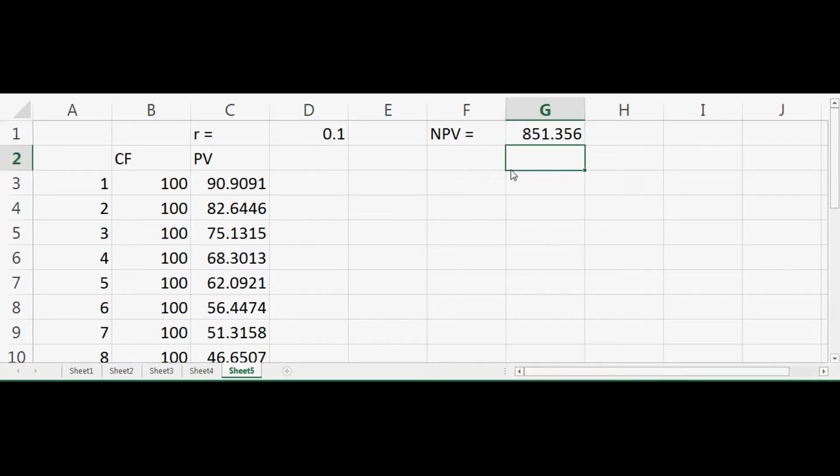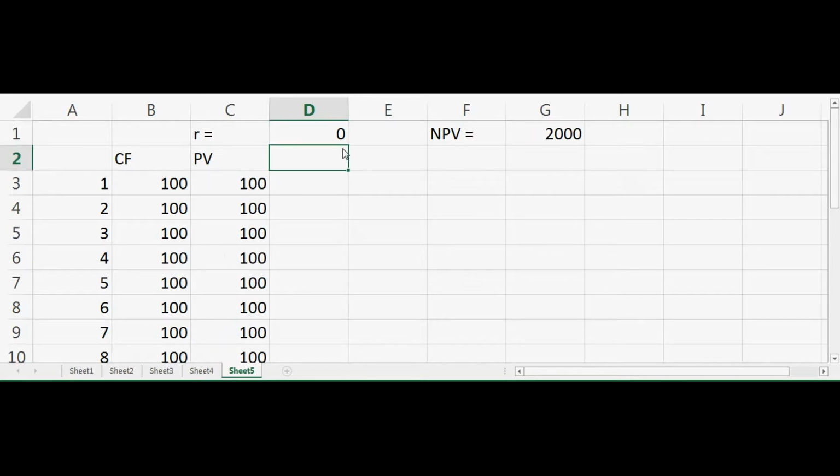So when we change the interest rate, like suppose from 0.1 to 0, then you can see that the net present value is equal to 2000, which is that the value of $100 even after 20 years is equal to $100. So that's why the total sum is equal to 20 hundreds. But when we have an interest rate, then it goes down, right? So now we can further go about it and make it something else.